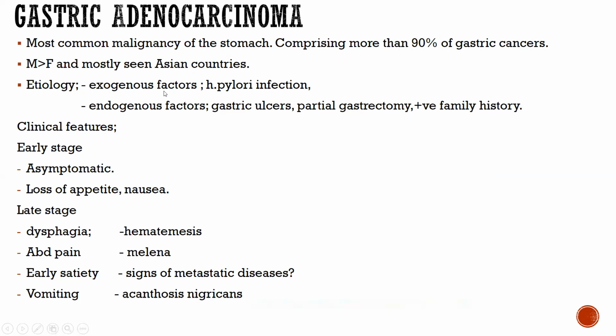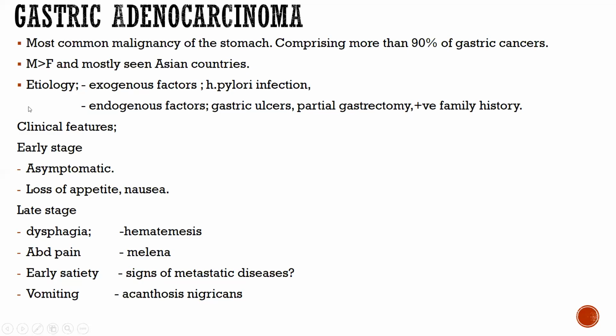So the etiology, we have exogenous factors. We also have endogenous factors. The exogenous factors might include H. pylori infection. And then the endogenous factors are things like gastric ulcers, partial gastrectomy, or a positive family history.